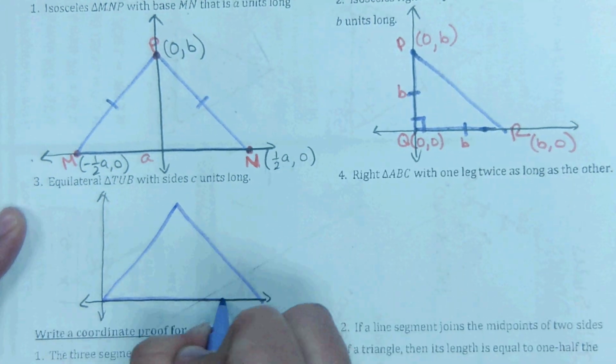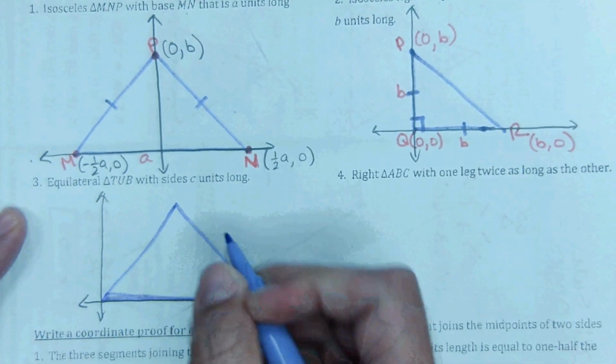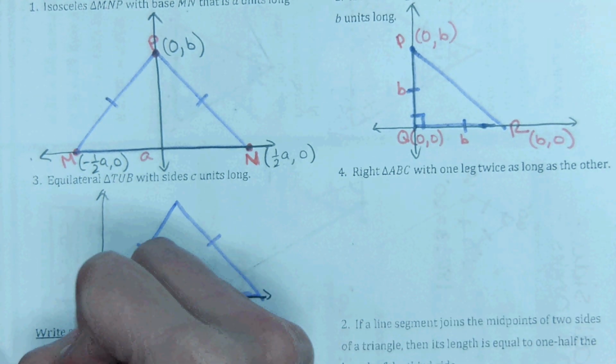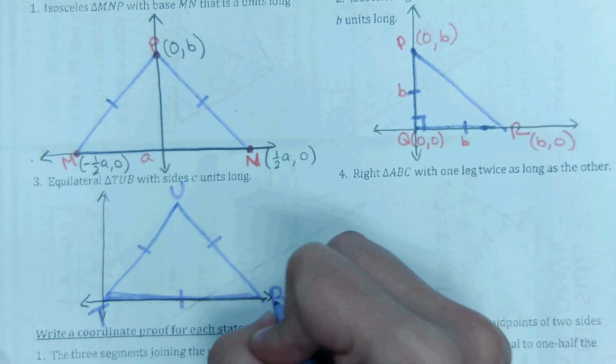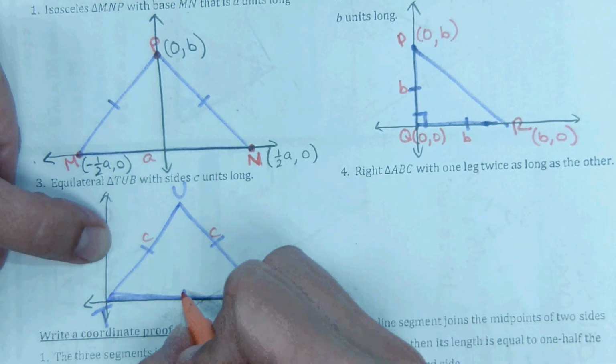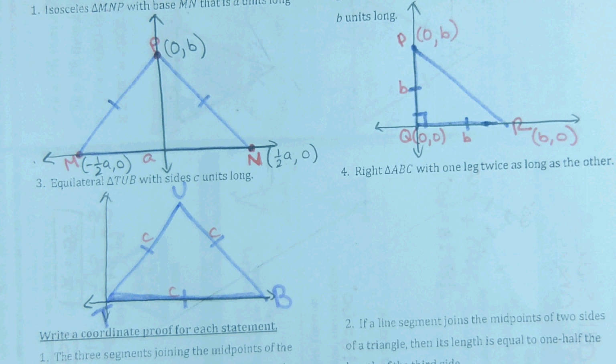So I got a coordinate plane right here. Equilateral triangle TUB. I don't know if this looks like an equilateral, but it's supposed to be an equilateral. So it's supposed to be all the same length. So it's T, U, B. And then all the side lengths are C units long. C, C, and C units long.